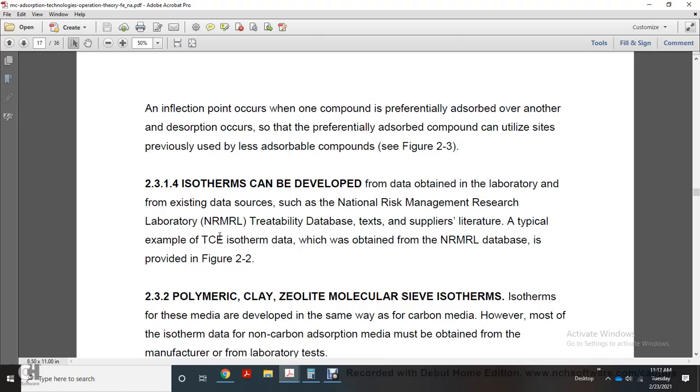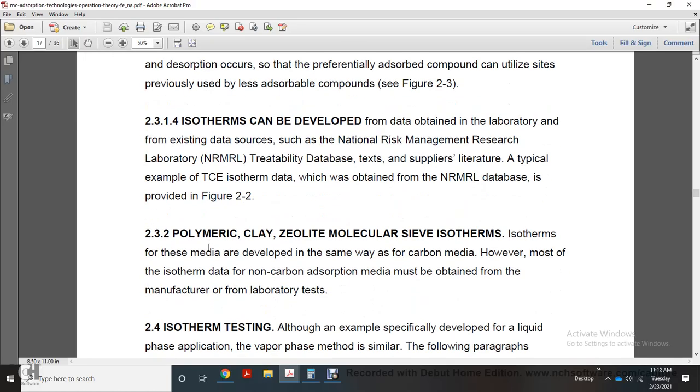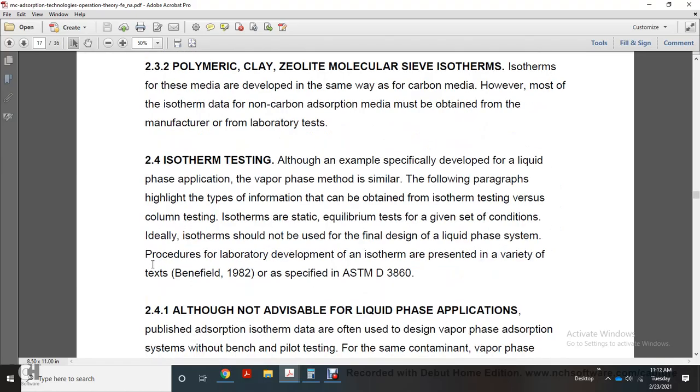A typical example of TCE isotherm data obtained from the National Risk Management Research Laboratory database is provided in Figure 2. Polymeric, clay, zeolite and molecular sieve isotherm media are developed in the same way as carbon media. However, most of the isotherm data for non-carbon adsorption media must be obtained from manufacturer laboratory tests. Isotherm testing: although the examples are specifically developed for liquid phase, the application of the vapor phase method is similar. The following paragraphs highlight the type of information that can be obtained in isotherm testing versus column testing.